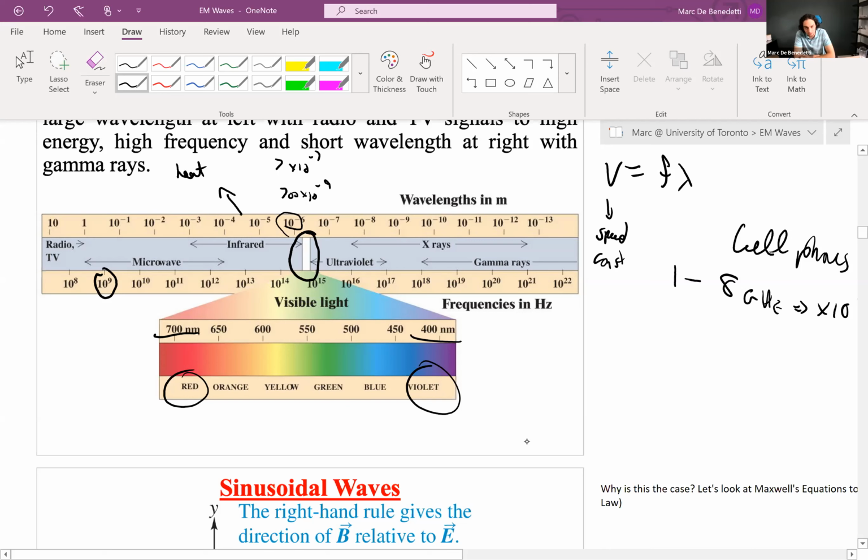And the frequency range that accompanies this, they don't even have a prefix for it. It's just 10 to the 14, or no, 10 to the 14 is still infrared. It's around 10 to the 15 that is the frequency range for visible light.